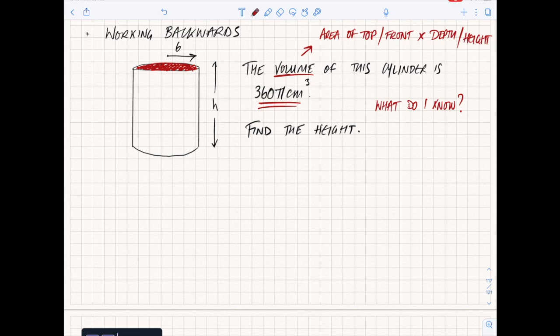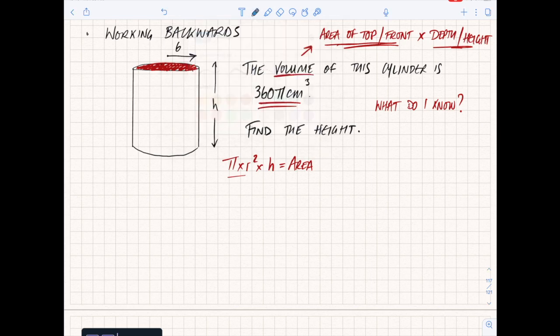So that shape is a circle. So how do I find the area of a circle? Well, the answer is pi times the radius squared. So that's the area of the top or the front, and then times it by the depth, times by the height in this case, because it's not the depth, it's the height, is equal to area. So what do I know? Well, I know I've got to use pi r squared, I know I've got to times it by the height, and I know the area.